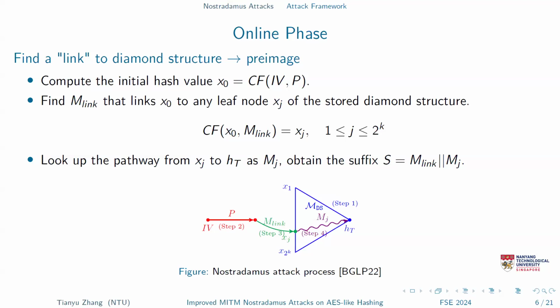The online phase is to find a link to this diamond structure, and it's essentially a partial preimage attack. We first compute the initial hash value X0 from the IV and the prefix P, and then find the message block M that links this X0 to any of the leaf nodes of the stored diamond structure. And then we can simply look up the pathway and construct the suffix.